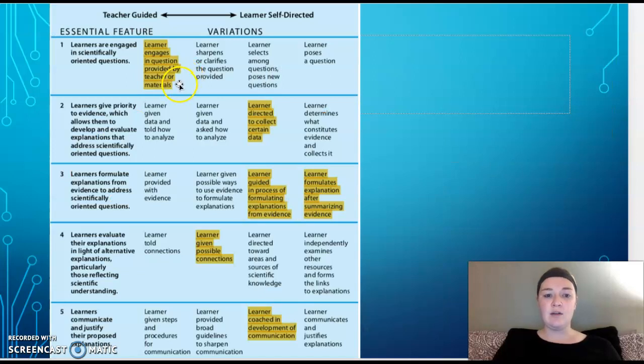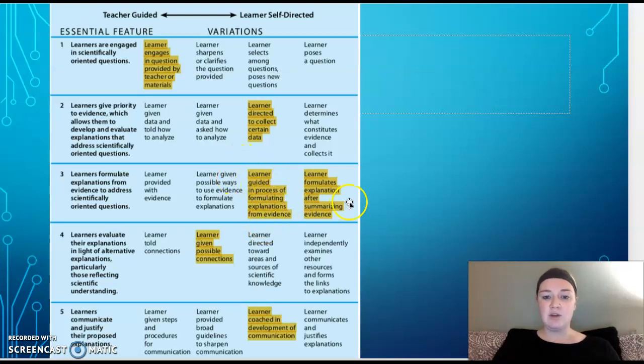So I highlighted on this for the question. We were definitely given the question, it was provided. For this one, the learner definitely was directed to collect certain data. We were given a way to develop and evaluate the explanation. We really had freedom to design it.